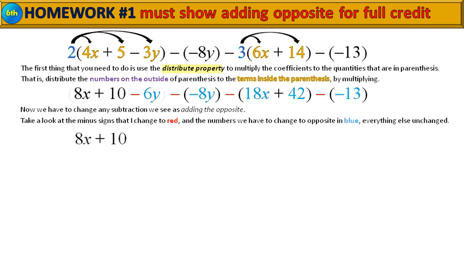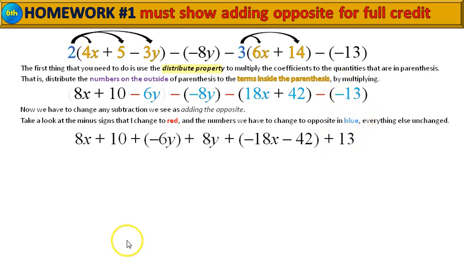8x plus 10 stays the same, and we change the minus sign to addition, and the opposite of 6y is negative 6y. This minus turns to plus, and the opposite of negative 8y is 8y. We turn the third minus sign into an addition symbol, and we do the opposite of everything inside the parentheses. That will mean that the 18x becomes negative 18x, and this plus 42 becomes minus 42. Last but not least, the final subtraction symbol turns to plus, and the opposite of negative 13 is 13.